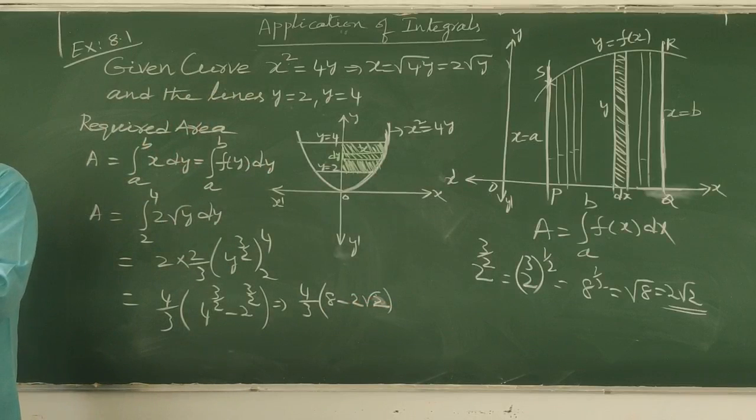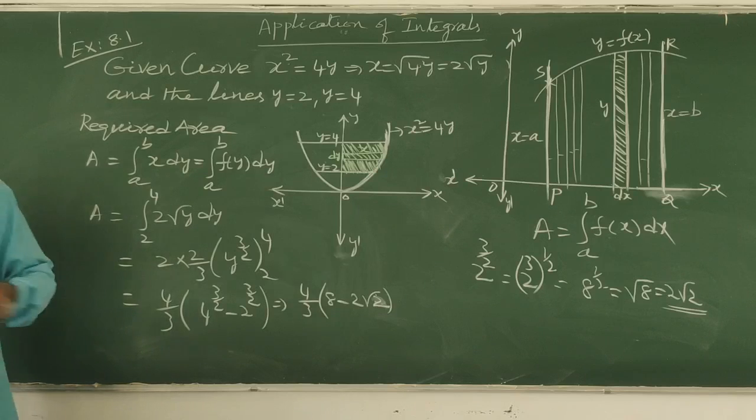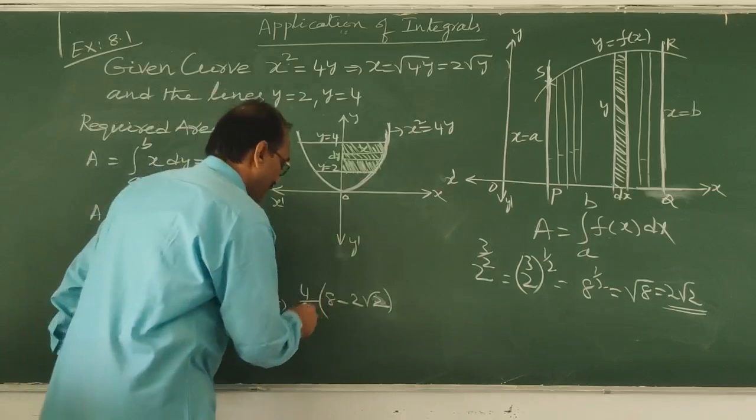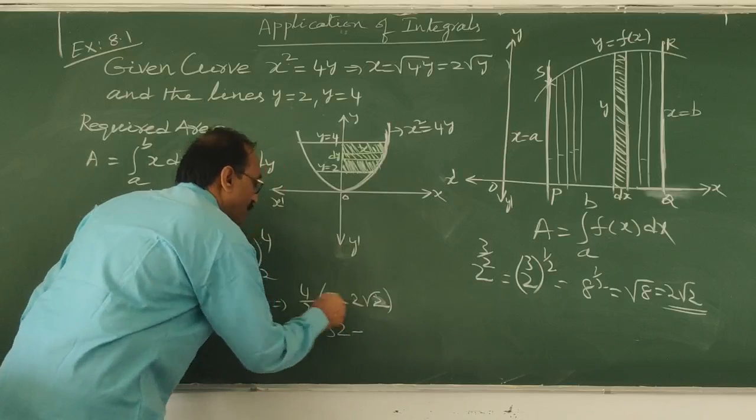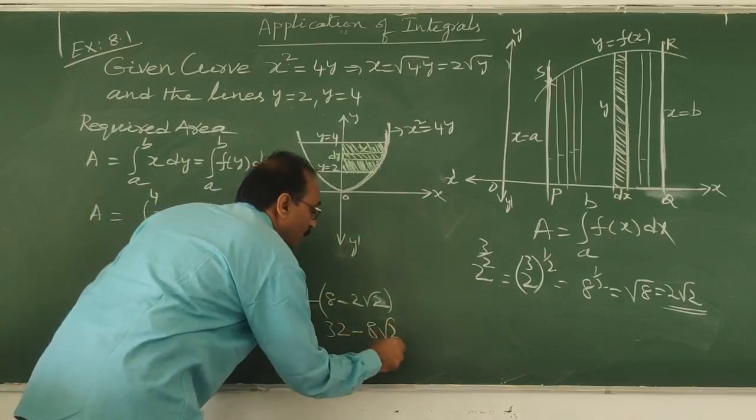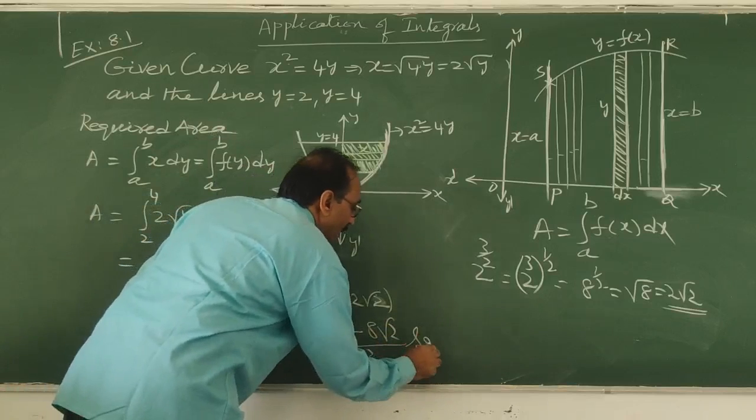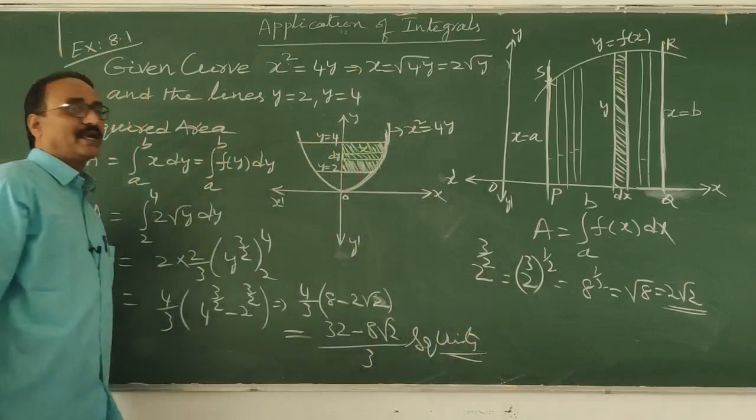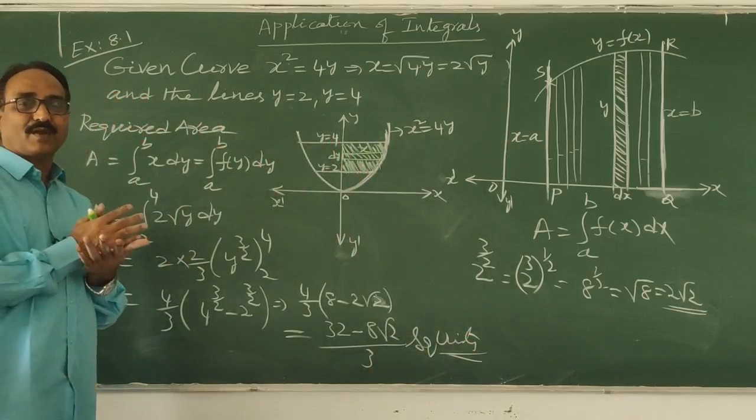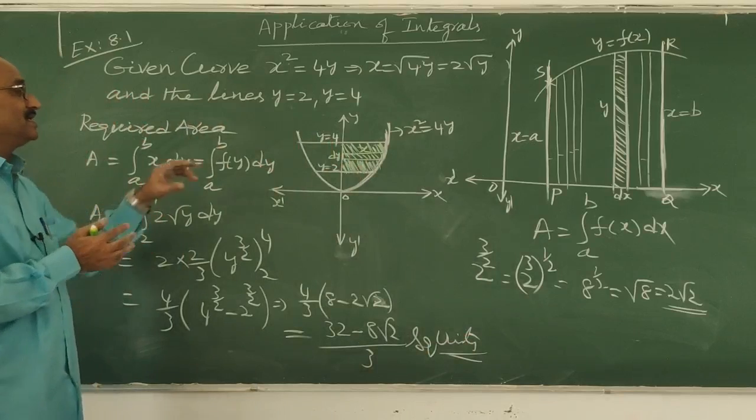Problem number 3 now, 8.1. 32 minus 8 root 2 by 3. Okay, here also I simply multiplied only. 8 4s are 32, minus 4 2s are 8 root 2, by 3 square units. That's all. Okay, my dear friends, after the first and second problems, in the third problem the strip is changing.